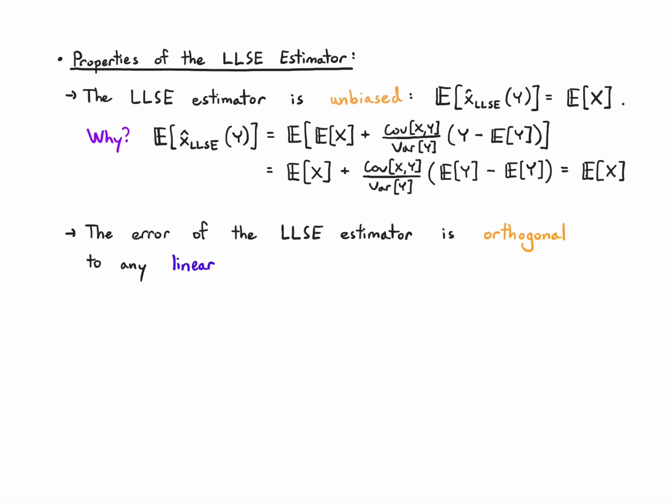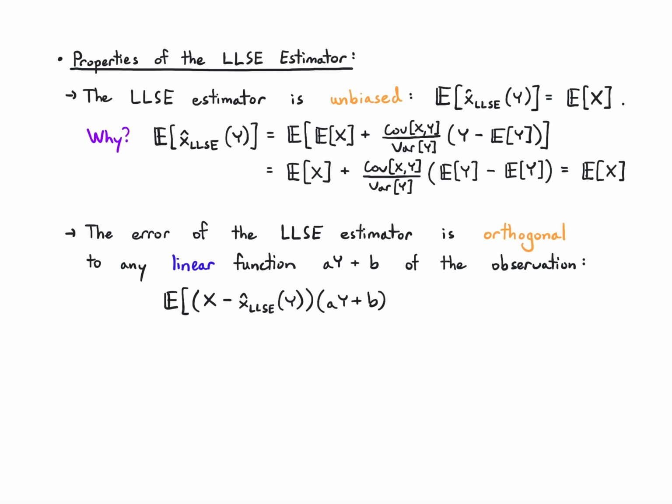The other property is that the error of the LLSE estimator is going to be orthogonal to any linear function ay plus b of the observation. Okay, so not to any function. Any function was for MMSE, because for MMSE you're allowed to do anything, and then you'll end up being orthogonal to any function. Here you're only allowed to use linear functions for LLSE, so it makes sense that you're only orthogonal to linear functions. Mathematically, what this means is the error, x minus x hat, times a linear function on average is 0. And you can see the lecture notes for some reasoning for why this holds.